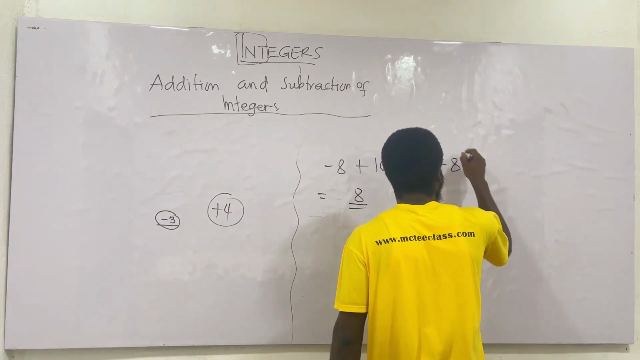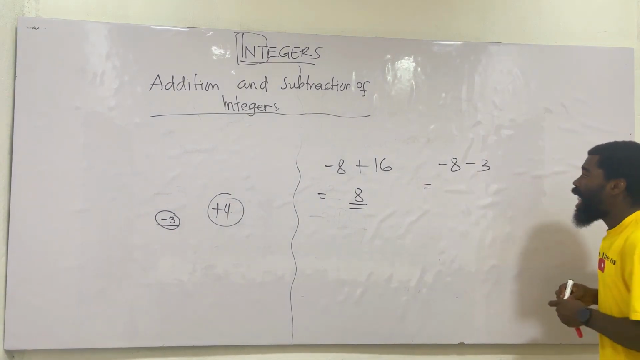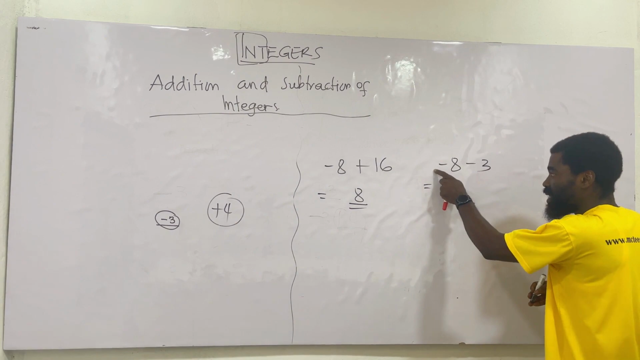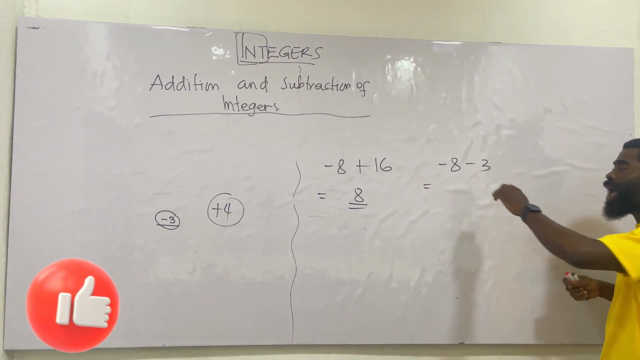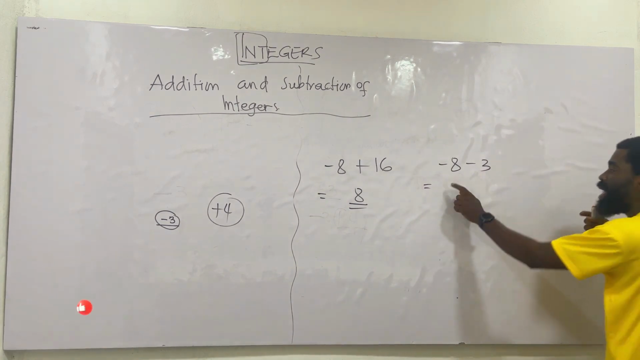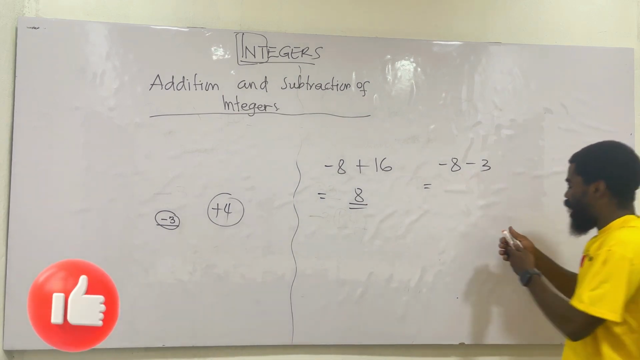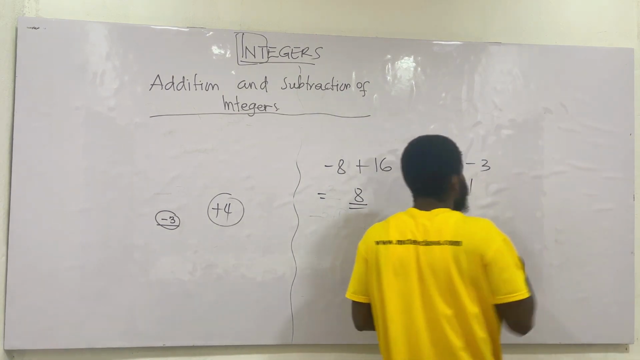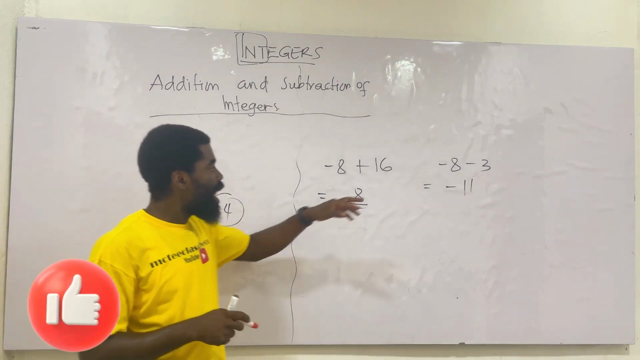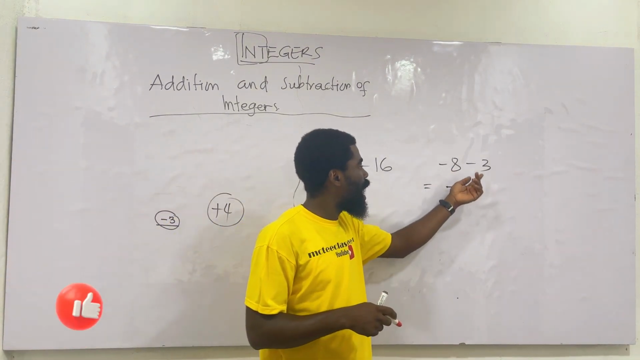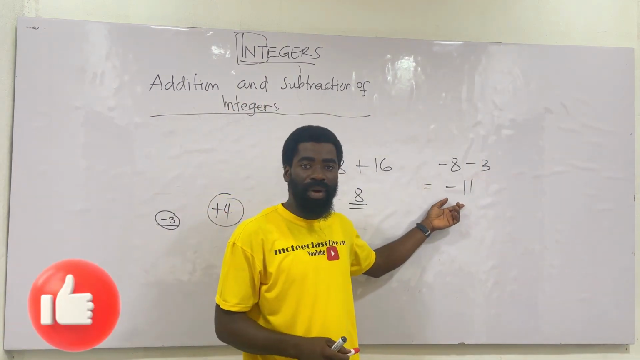Now, I have -8 -3. This is one of my best questions. I owe 3 because the sign in front of it is negative. So I owe 8, and here I also owe 3. I have borrowed another 3. So in all, I'm owing 11. I owe 8, but I also owe 3. So in general, I owe -11.